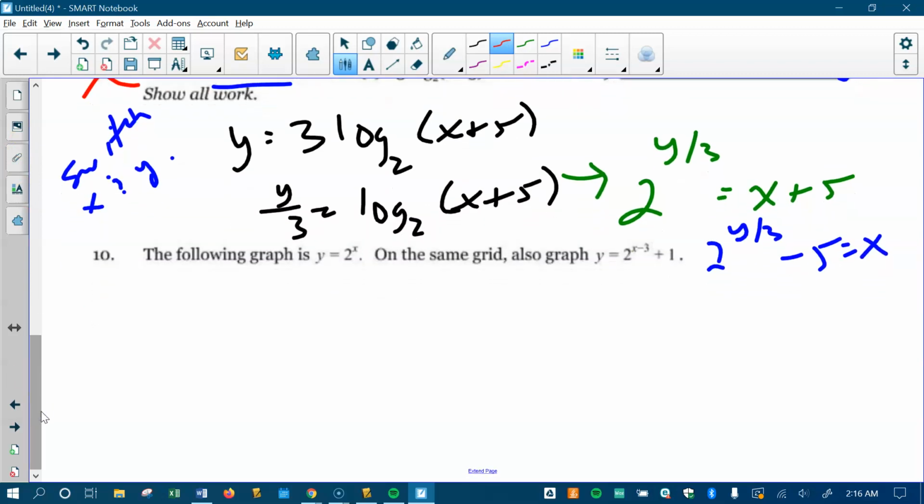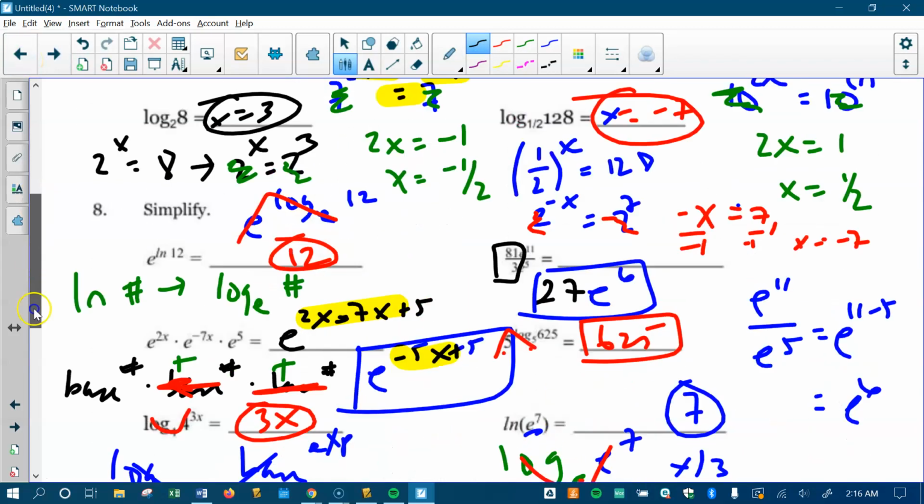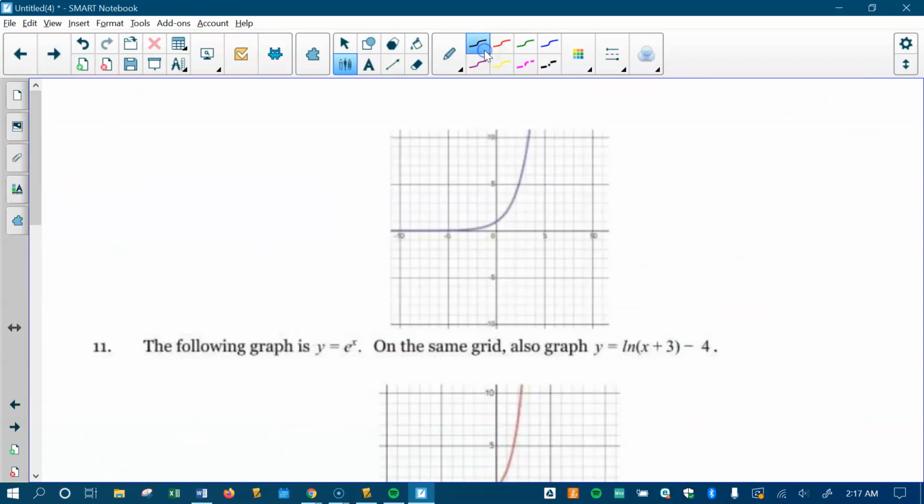Number 10, the following graph is y equals 2 to the x. On the same grid, also graph y equals 2 to the x minus 3 plus 1. Now it looks like there's a graph here. Okay, so we need to do 2 to the x minus 3 plus 1. The way I do these problems is I find a couple points that I can find. 0, 1 is one of them. And I also see, it looks like I can see 1, 2.